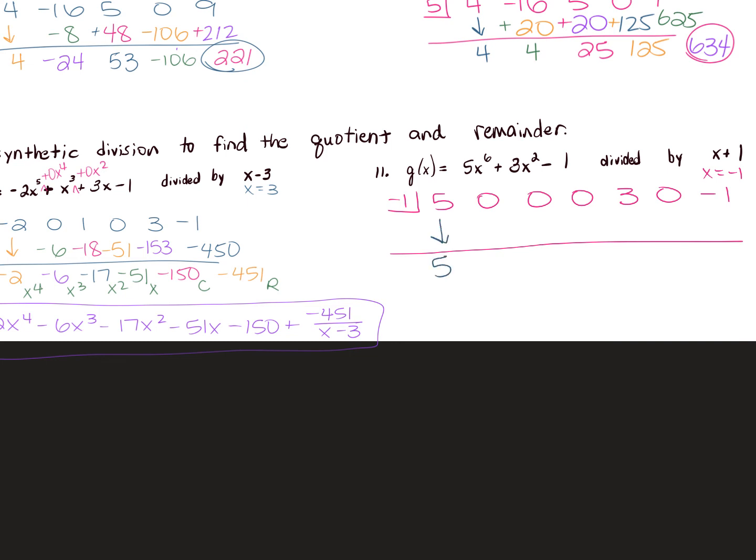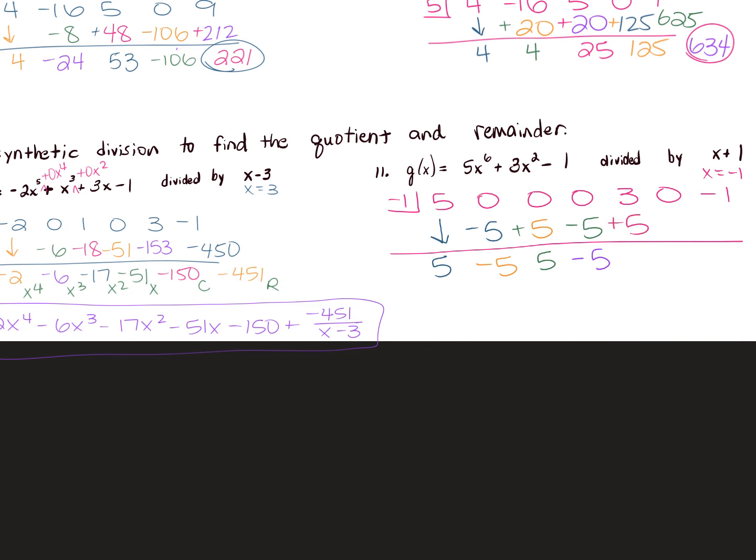Five comes down. 5 times negative 1 is negative 5. 0 minus 5 is negative 5. Times negative 1 is 5. 0 plus 5 is 5. Times negative 1 is negative 5. 0 minus 5 is negative 5. Times negative 1 is positive 5.